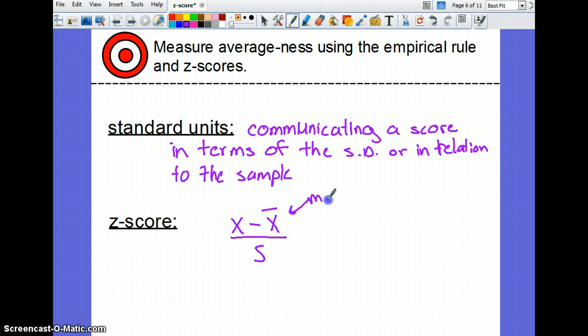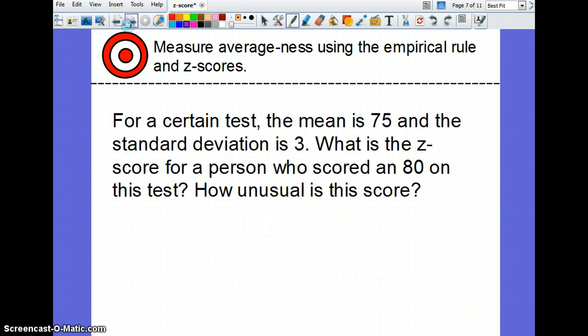Okay. So this is your mean. This is your standard deviation. So for a certain test, the mean is 75 and the standard deviation is 3. What is the z-score for a person who scored an 80 on the test? And how unusual is this score? So, first of all, let's calculate the z-score. So my x is 80. My x bar, my mean, is 75. My standard deviation is 3. So I'm going to take 80 minus 75, all divided by 3.